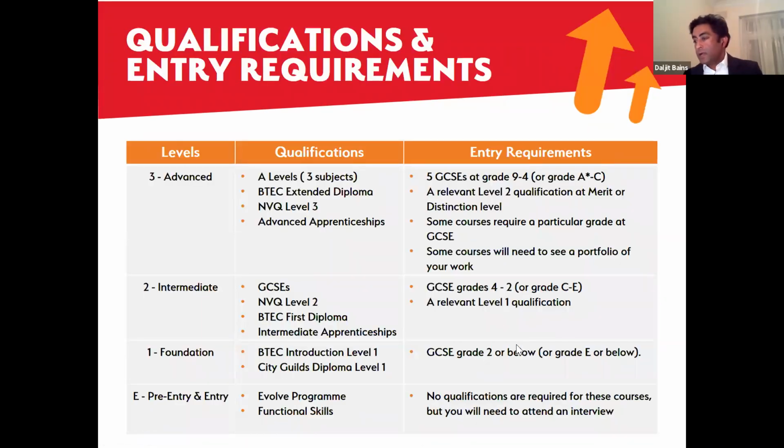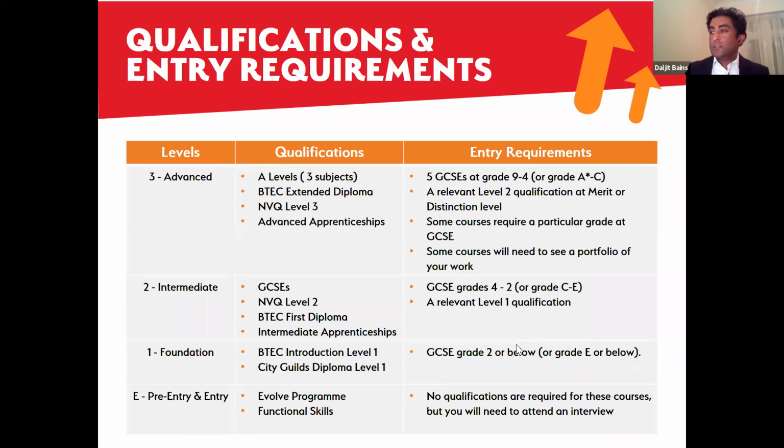Yes, absolutely. So travel and tourism. I'll just put back the slide. As I mentioned before, depending on what level you start on determines the length of the course. Our level 1 foundation and level 2 intermediate courses are 1 year. The idea is that if you start at level 1 foundation, you can progress onto a level 2 and then go on to level 3. Some of our level 3 courses are 1 year, but predominantly they're 2-year programs. So it depends on what level you're starting on.